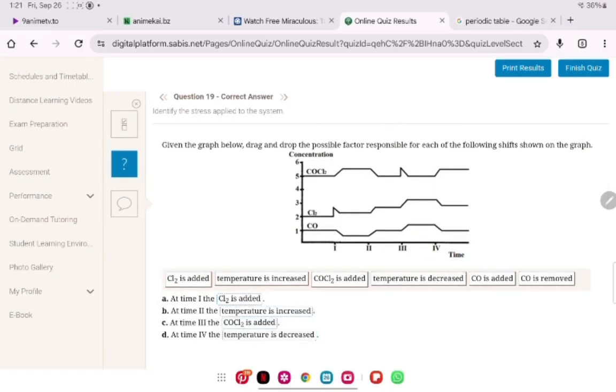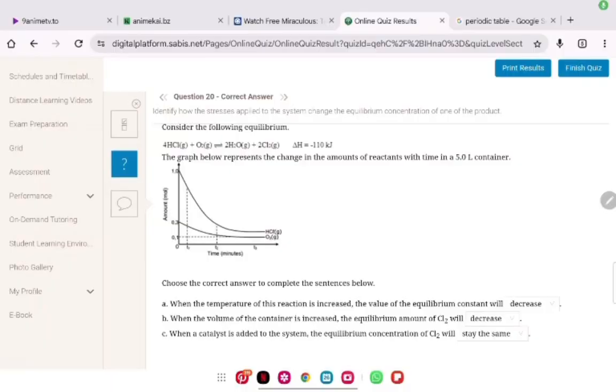And then so we did this. Now at time II, you're gonna look here, you see this. Remember I said when you see this, that means something was added, and so COCl2 was added. That's it. When the temperature of this reaction is increased, the system will try and decrease it. So the equilibrium constant will decrease.